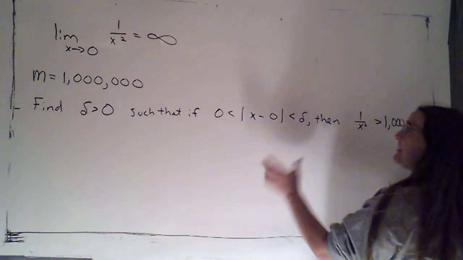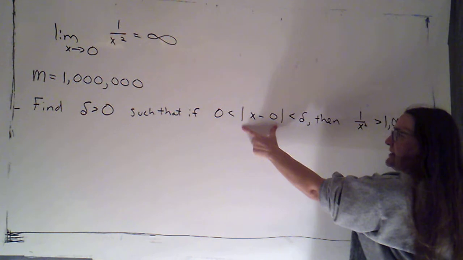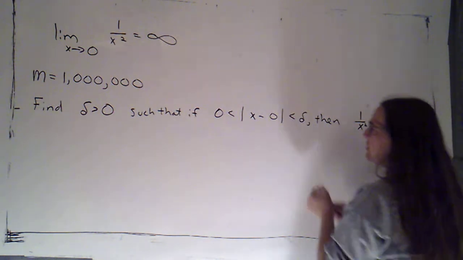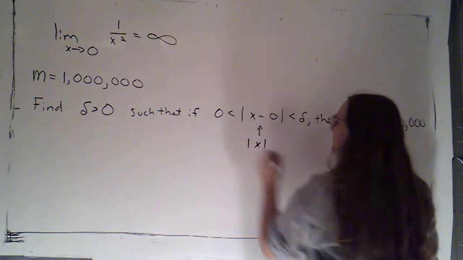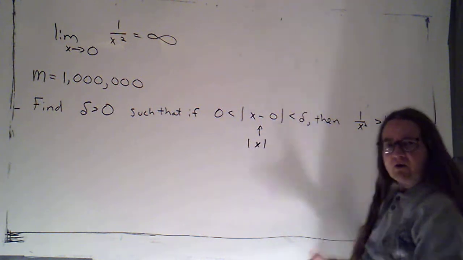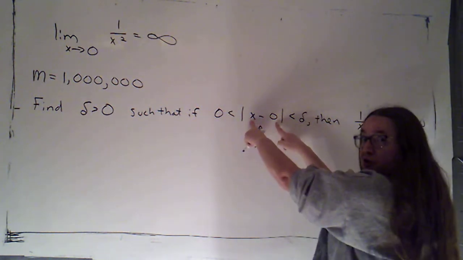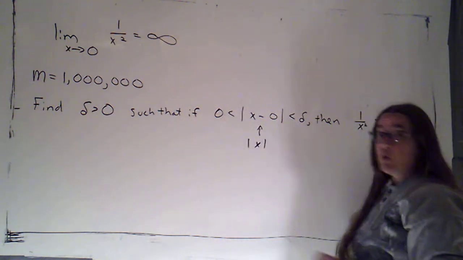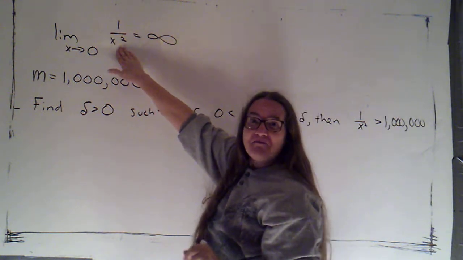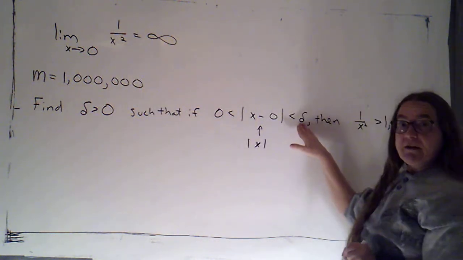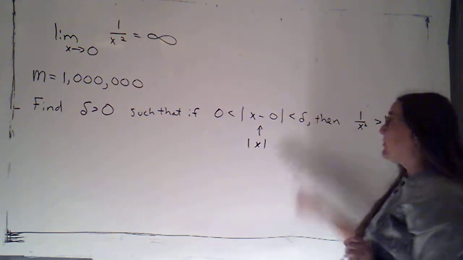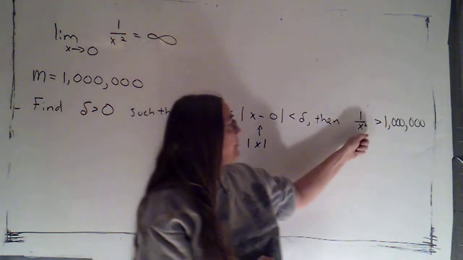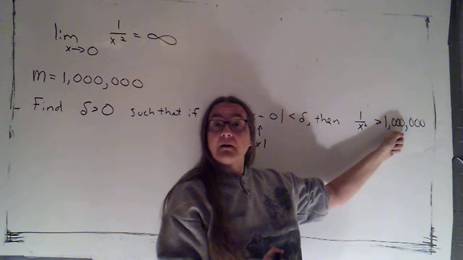Such that, if this would be the absolute value of x minus 0, that's the distance between x and 0. Notice I could have just written that as the absolute value of x. I wrote in the minus 0 just to really emphasize that it's the distance between those two things. And I want that to be bigger than 0. X can't be 0. That's actually rather important here because 0 is not in the domain of my function. But I want it to be smaller than delta. So I want x to be close to 0 using delta as my standard of closeness. And if that's the case, I want my function value, 1 over x squared, to be bigger than 1 million.